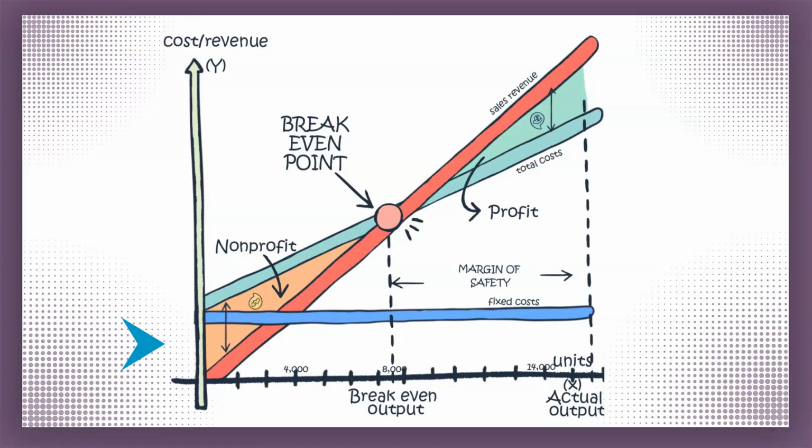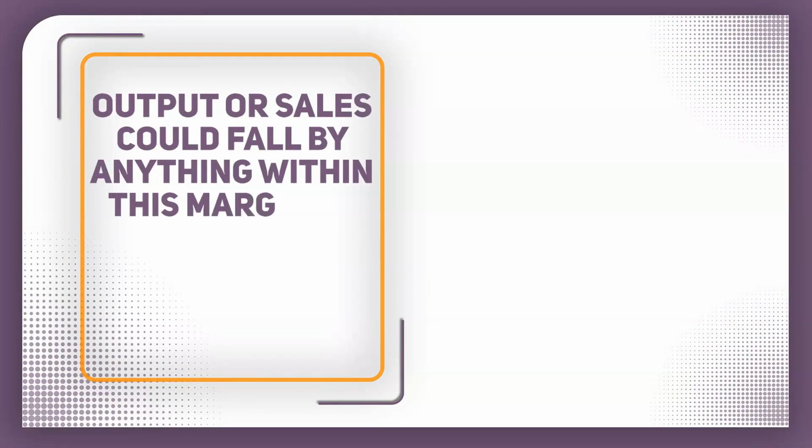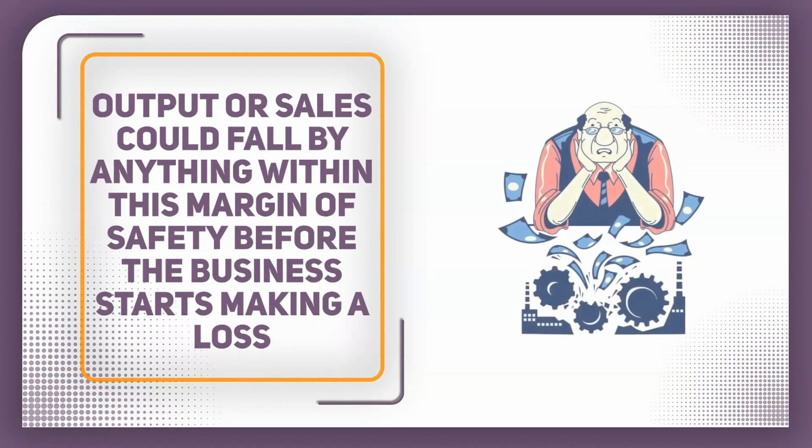Now, we saw in the last video that the margin of safety is the amount produced over and above the break-even point. So on this chart, the margin of safety is shown as the gap between the break-even output and the actual output that we have just plotted. Remember from the previous video that the output could actually fall by anything within this margin of safety before the business starts to make a loss.